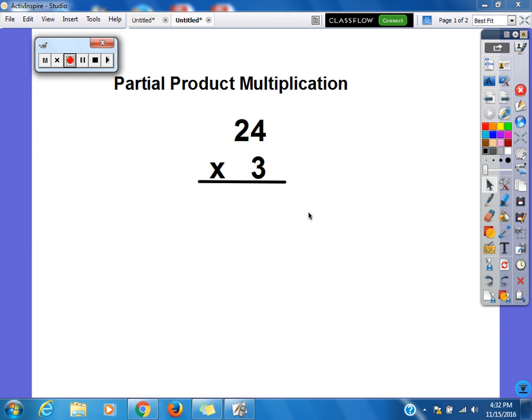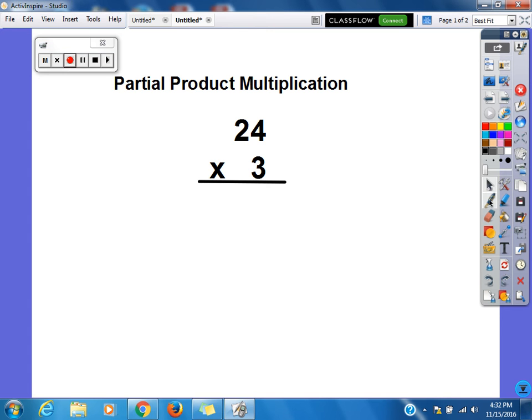Hi, we've been learning how to multiply 2-digit by 1-digit numbers with partial product multiplication. This is a strategy that you might not be aware of, so I wanted to take some time to give you an example so when your children come home you're able to use the same strategy with them that we've been using in class. So this problem here is 24 times 3.